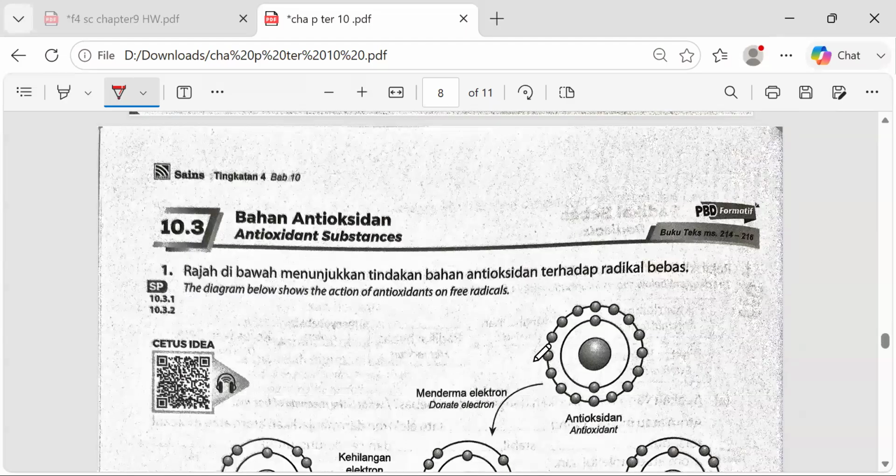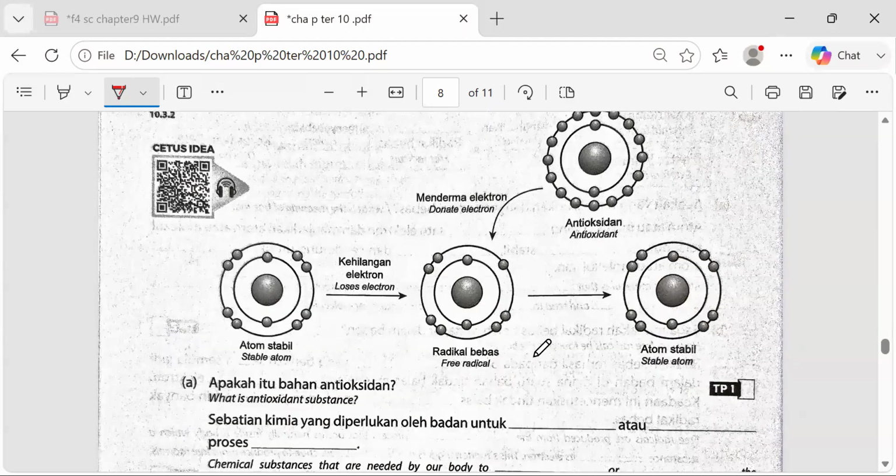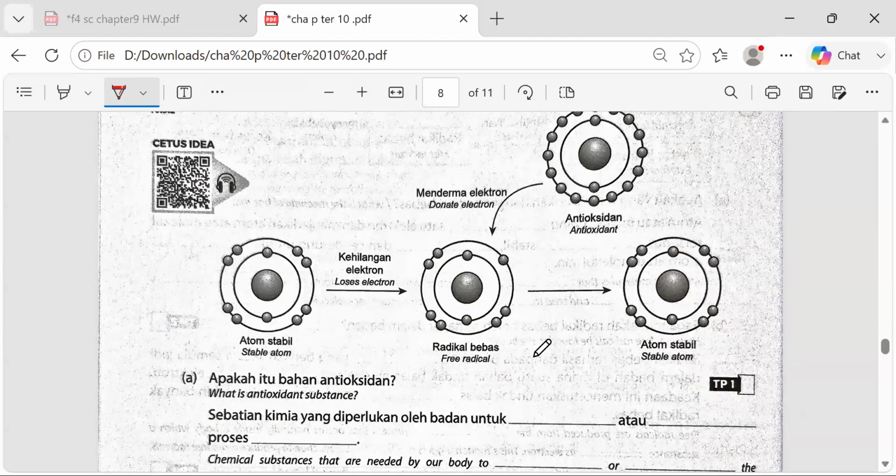So you see this one is 2,8, so it's stable. This is 2,7, so it's unstable. So the antioxidant makes it stable again.